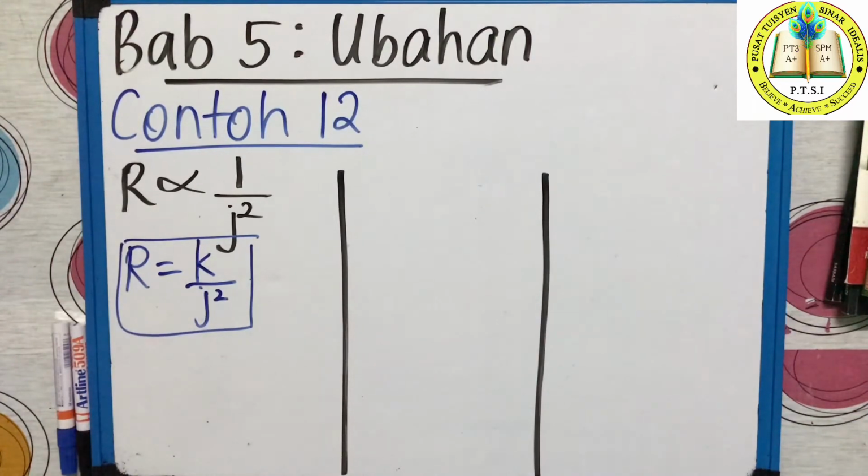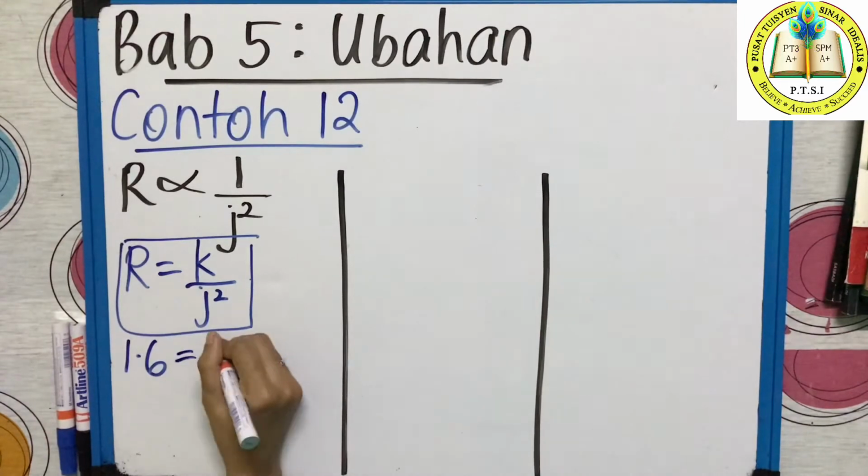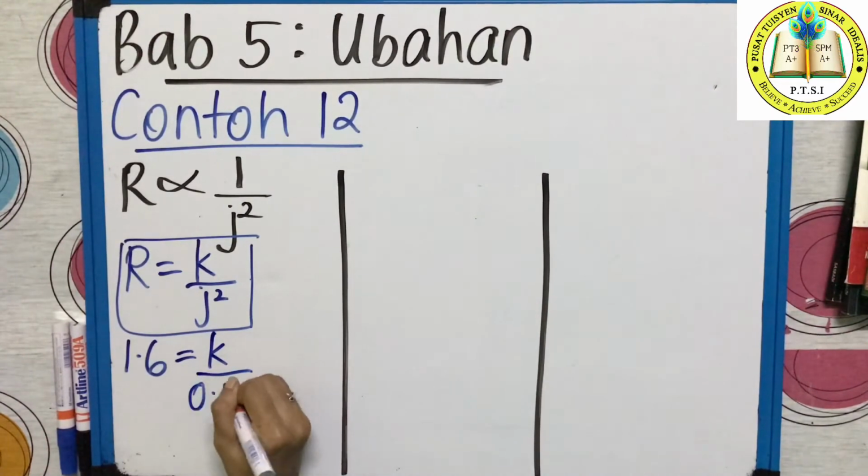Rintangan 1.6, jejari 0.15. Always when they give a variation question class, they will give you the two value. Dua nilai pertama tu akan diberi. They will give you that. So they give here rintangan 1.6. So cikgu ganti rintangan 1.6. Kemudian jejari 0.15. So equal K, jejari 0.15 kuasa 2. So lihat, boleh nampak tak?